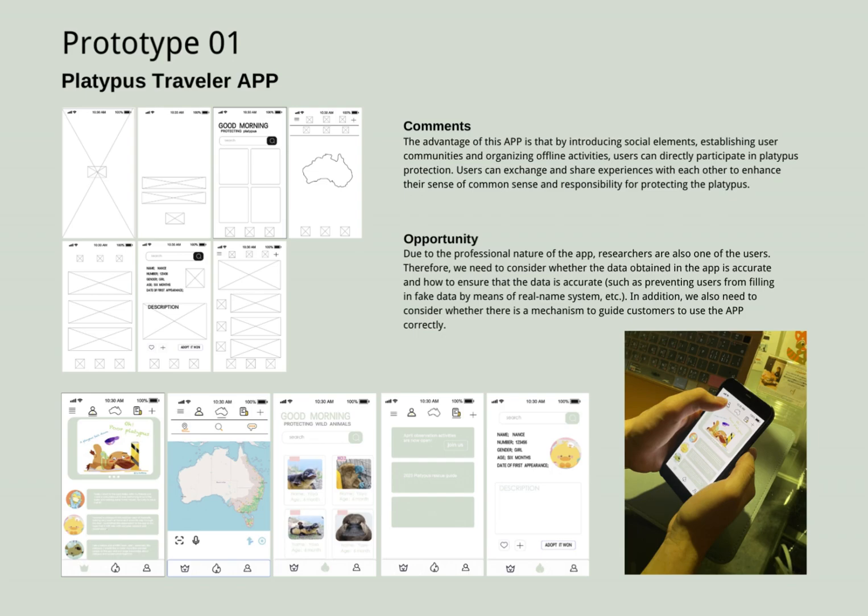Since the app is somewhat specialized, the researcher is also one of the users. He suggests that I should consider how to ensure that the data is accurate, for example, by preventing users from filling in fake data through a real name system. And in addition to that, we should also consider whether there are mechanisms to guide customers to use the app properly.